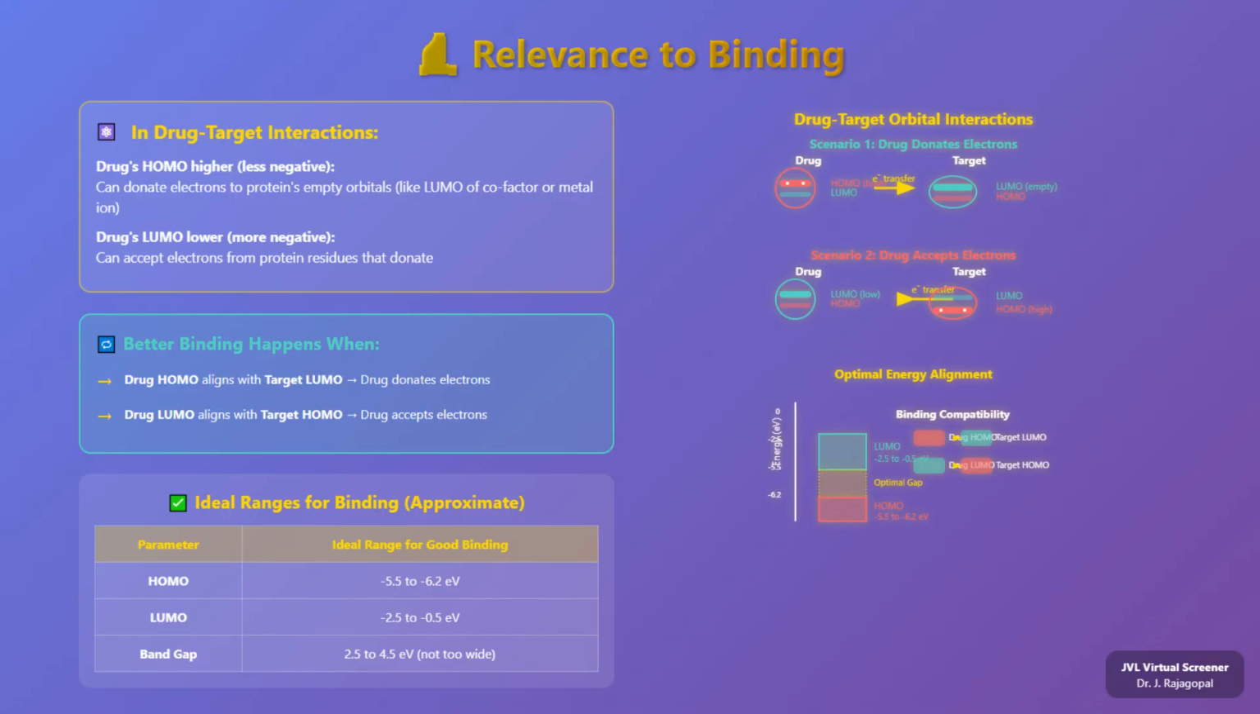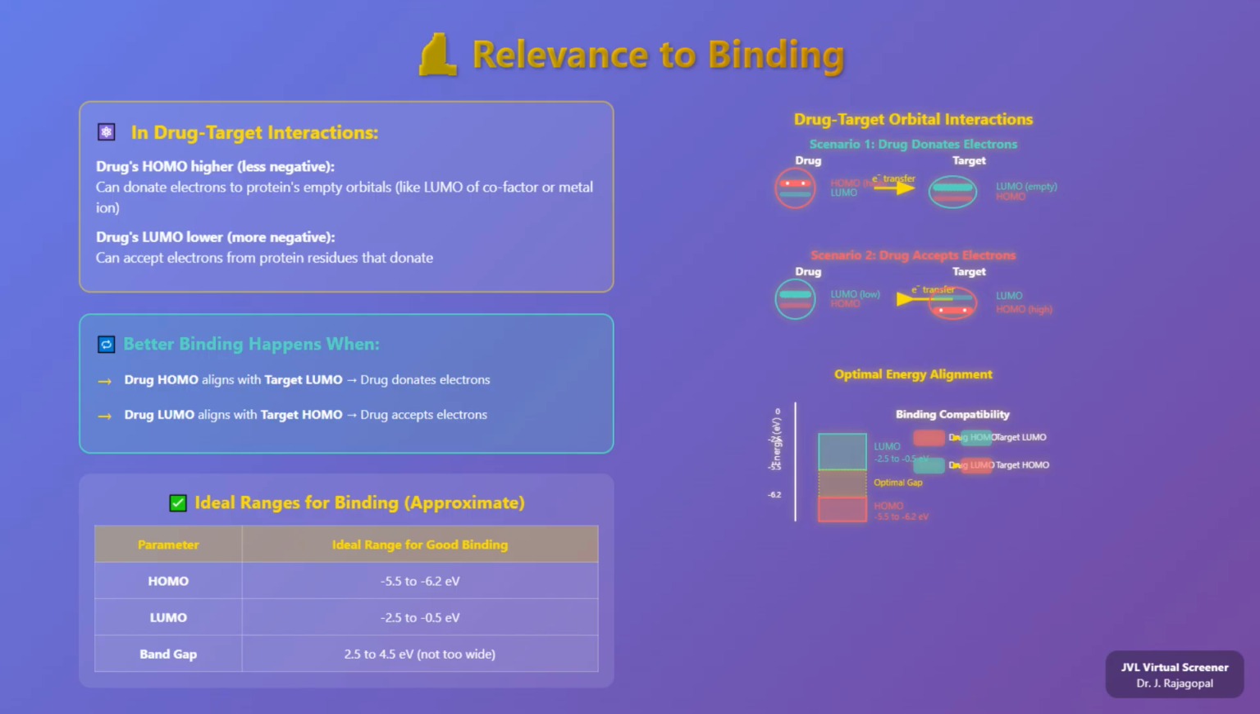Now let's understand how these orbitals actually create binding between drugs and targets. In drug-target interactions, two main scenarios happen. First scenario, when the drug's HOMO is higher, meaning less negative in energy, it can donate electrons to the protein's empty orbitals, like the LUMO of a cofactor or metal ion. Second scenario, when the drug's LUMO is lower, meaning more negative, it can accept electrons from protein residues that donate.